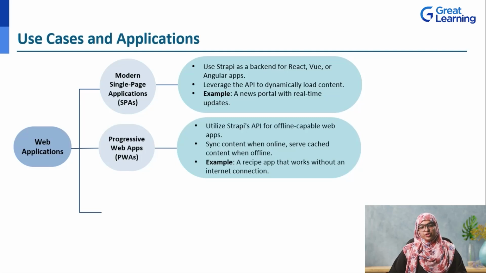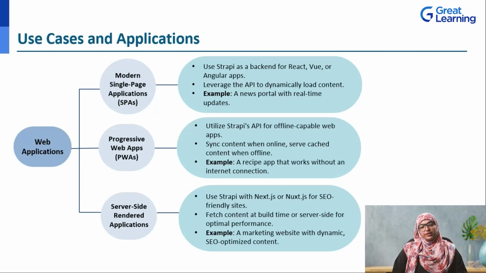And then next application you can consider is your progressive web applications. This also utilizes your Strapi for your offline capable web apps. Okay, it will sync your content when online, and it will serve cached content when you're offline. That is your progressive web apps. So an example here, you can consider that as a recipe app that works without an internet connection. That is, once the content is synced online, it will be there in your cache, and you will be able to see those contents even when you're offline.